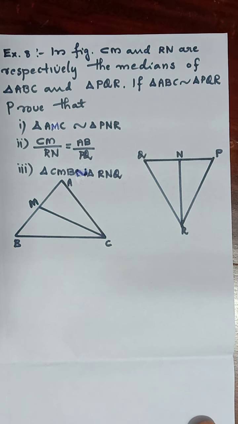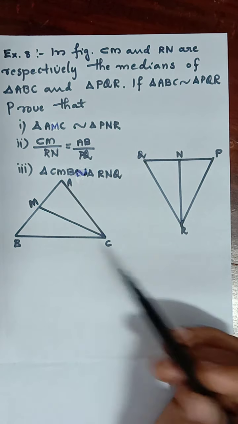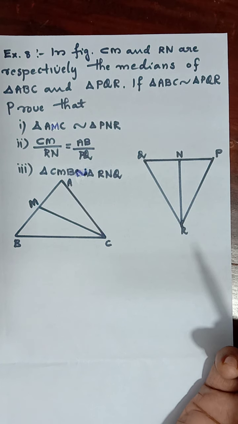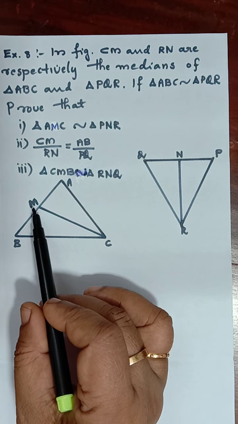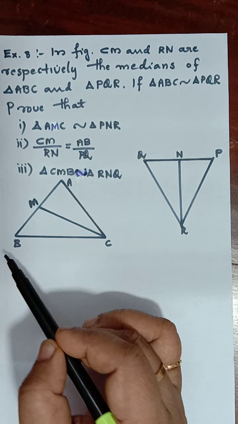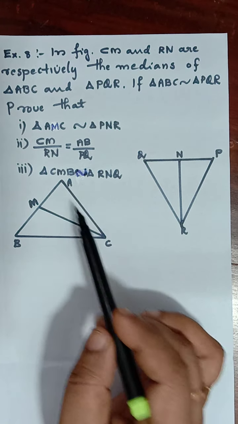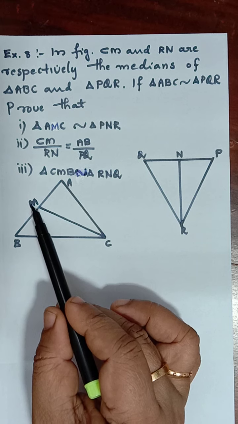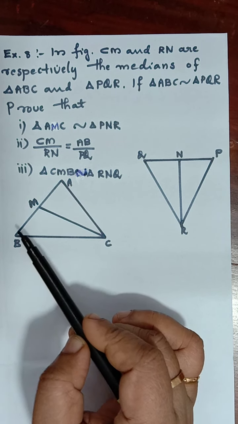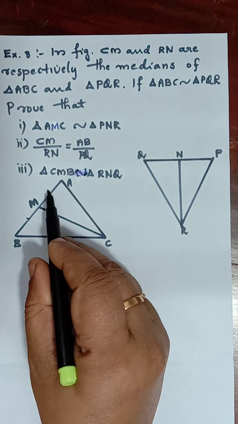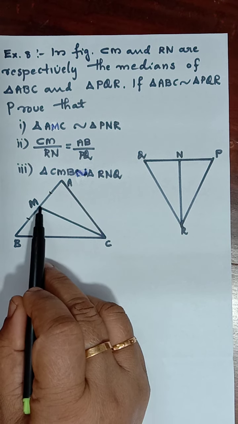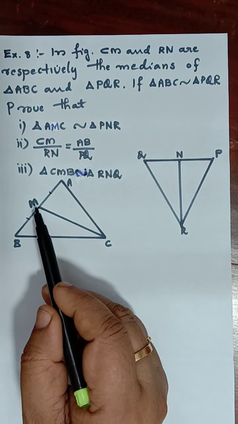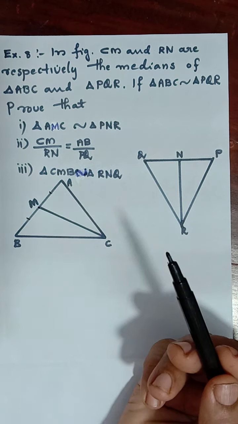Let us discuss the next question, that is example 8. In the figure, these are the two figures given to us. CM and RN are respectively the medians of triangle ABC and triangle PQR. We can see CM here, it's a median of triangle ABC. For ABC, we have three sides, AB, AC and BC. CM is the median. CM goes to the opposite side and bisects. That means a median is a line joining to the midpoint of the opposite side. So CM, M is the midpoint, and here we have BM is equal to MA.